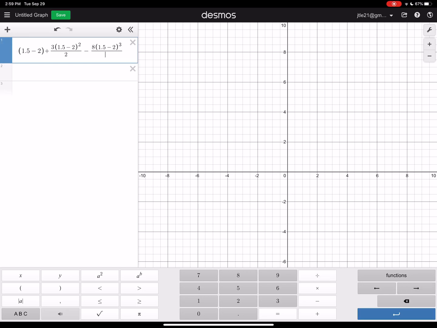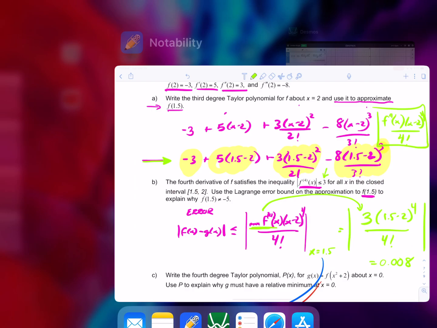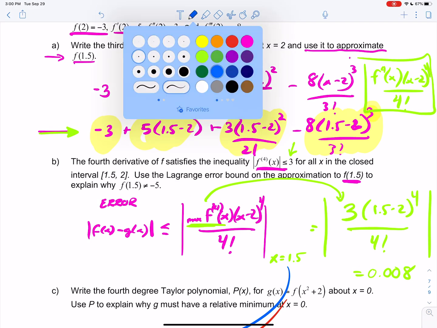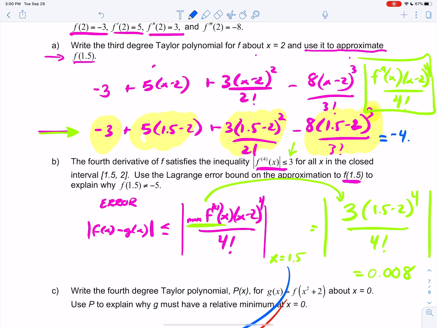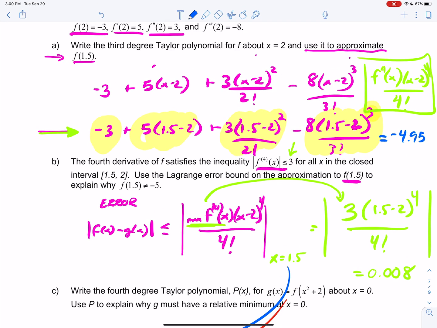There we go. Divided by 3 factorial. Okay, if you guys notice right there, it comes out to negative 4.958 if we were to round it. Okay? Please verify that with me too on your calculator, okay? This came out to negative 4.958. So check this out.